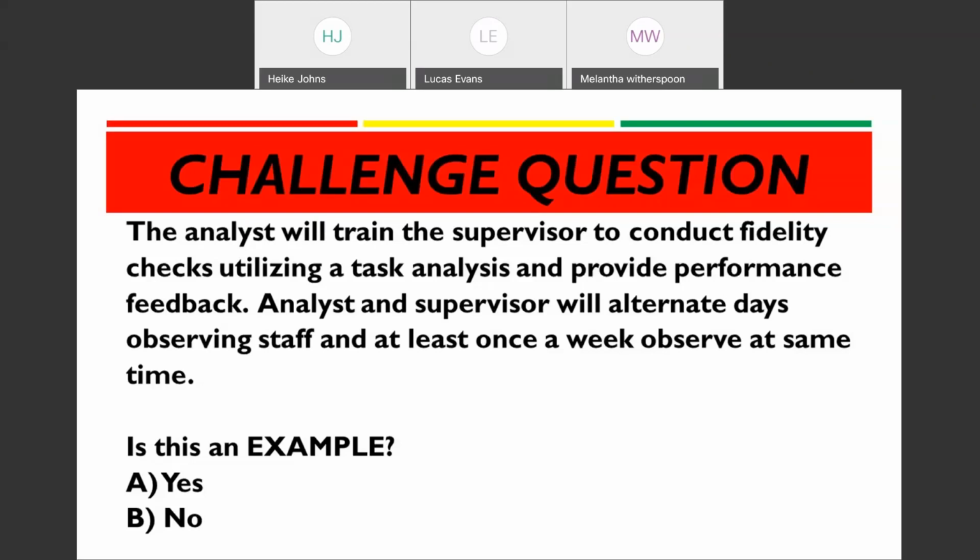Alrighty, it looks like we had about an even split of those that responded. About half of those that responded said, yes, it is an example, and about half said, no, it's not an example. Sorry, one second, got some pop-ups here.